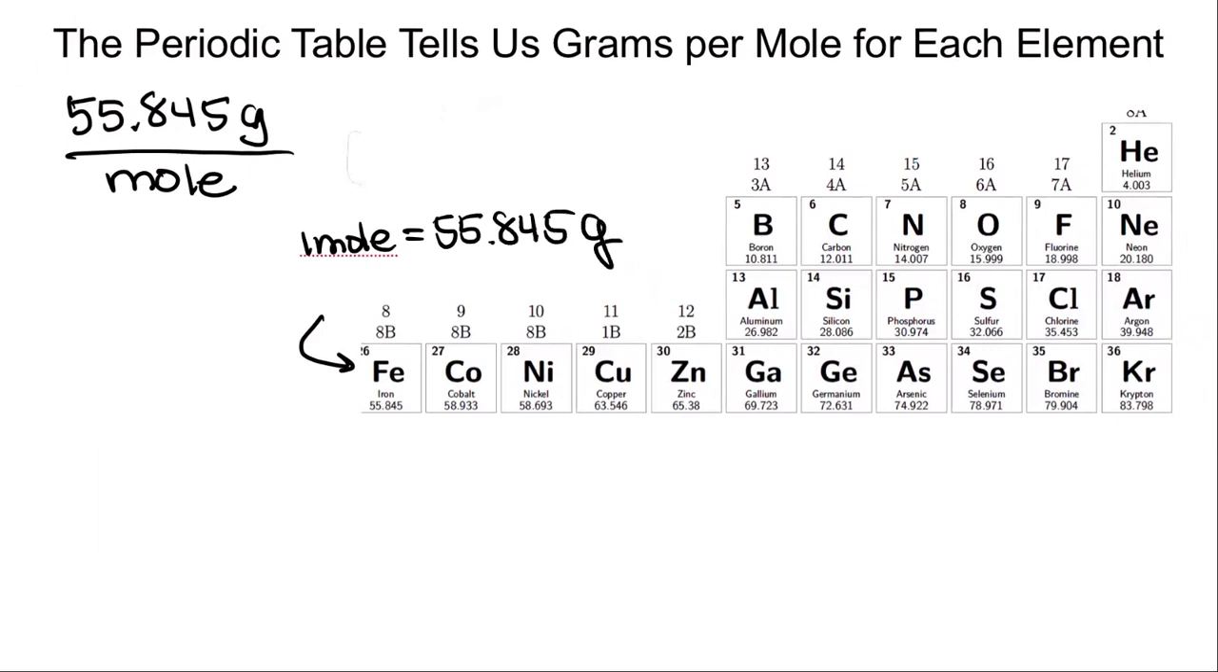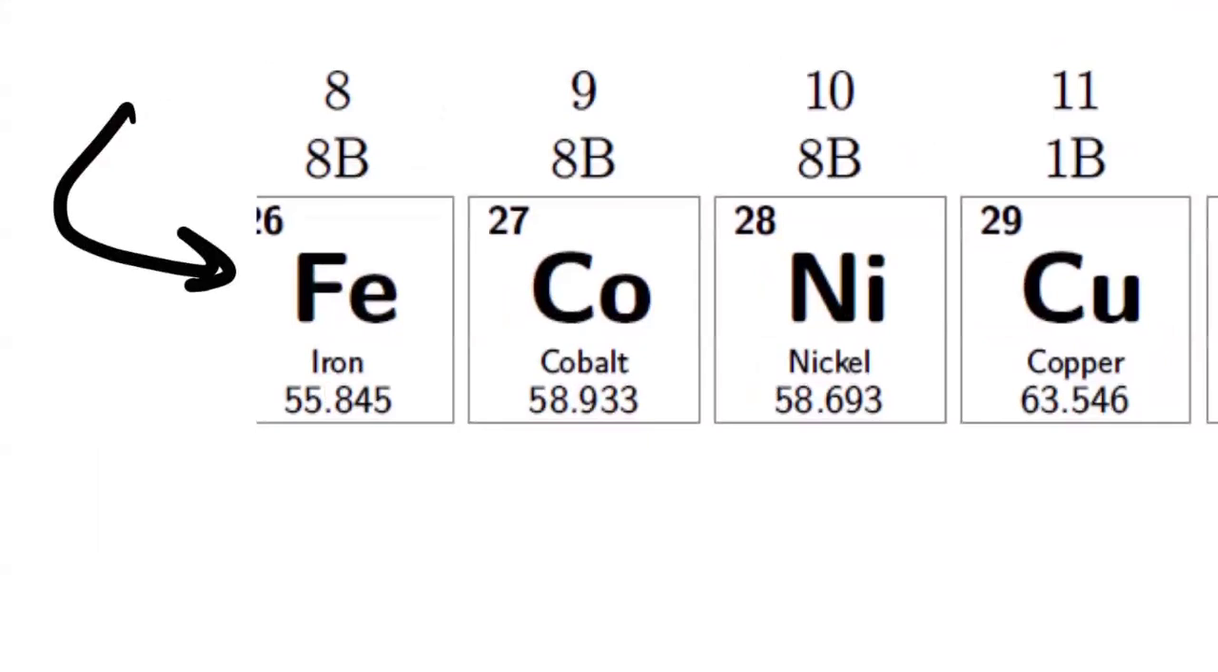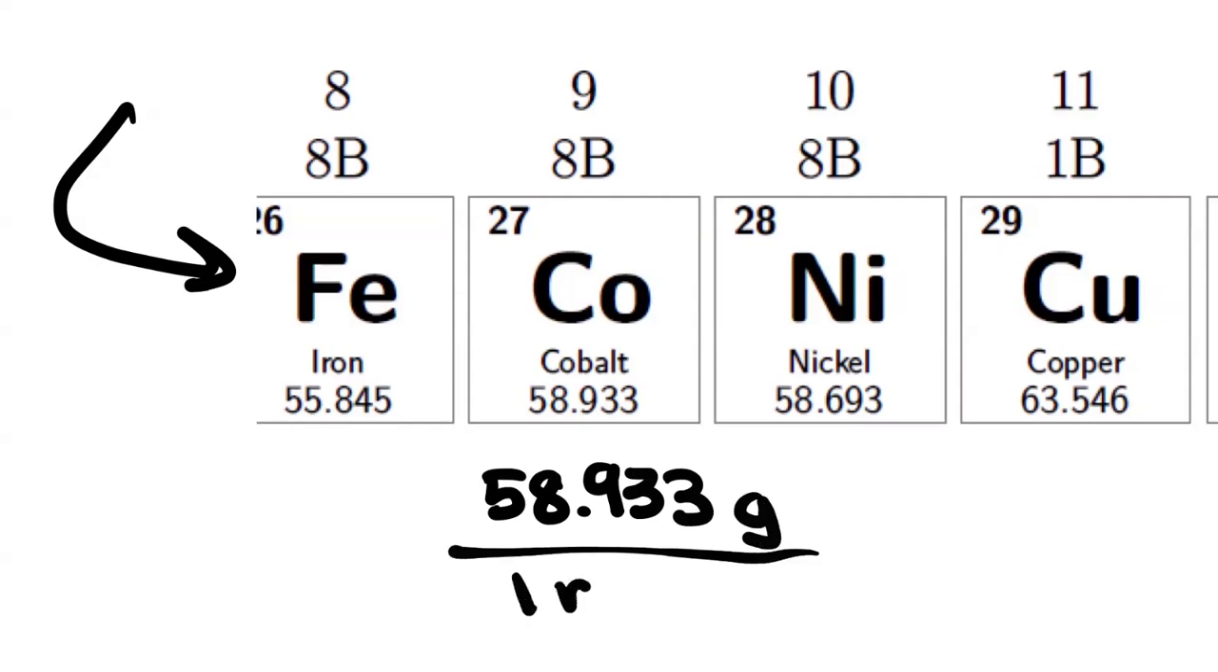What is the molar mass of cobalt? The molar mass of cobalt is 58.933 grams per 1 mole of cobalt. That's how many grams there are in 1 mole.